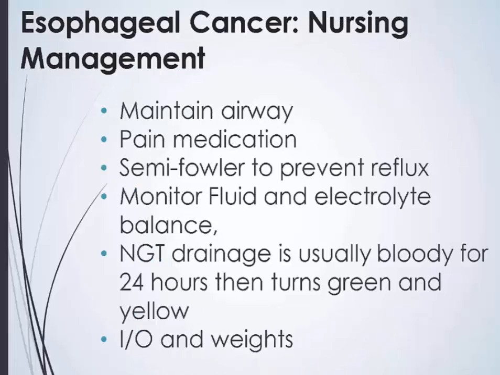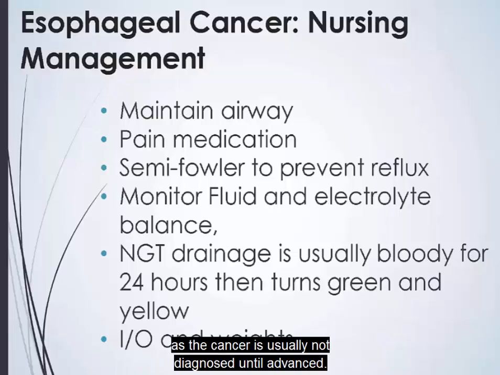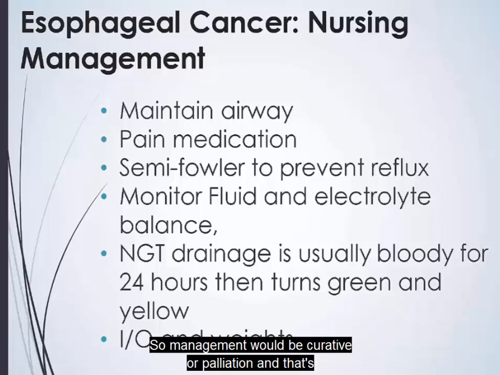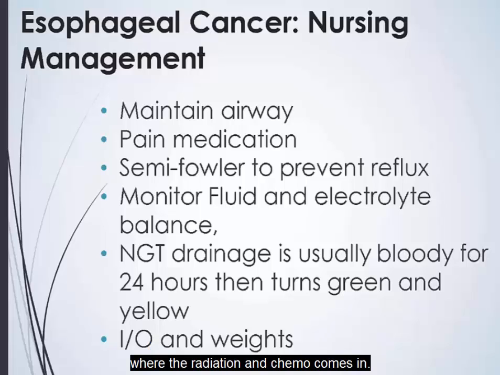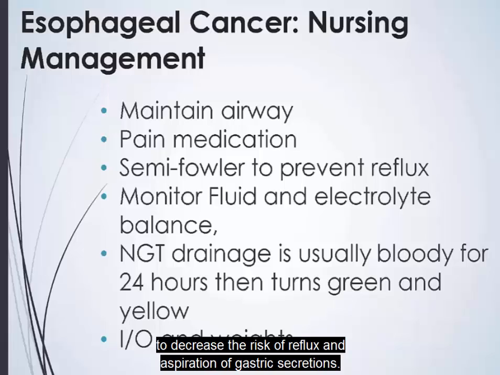Nursing management. These patients usually have a poor prognosis, as the cancer is usually not diagnosed until advanced. So management would be curative or palliation, and that's where the radiation and chemo comes in. With the esophagectomy, a Dacron graft is used to replace the removed section. After a laparoscopic esophagectomy, the patient should elevate the head of the bed to decrease the risk of reflux and aspiration of gastric secretions.